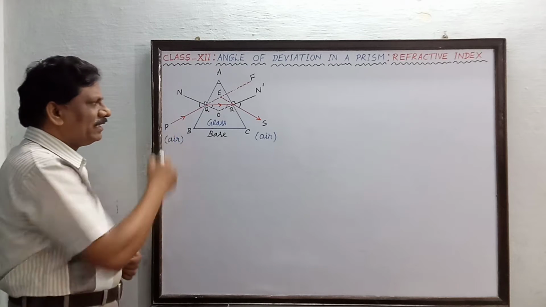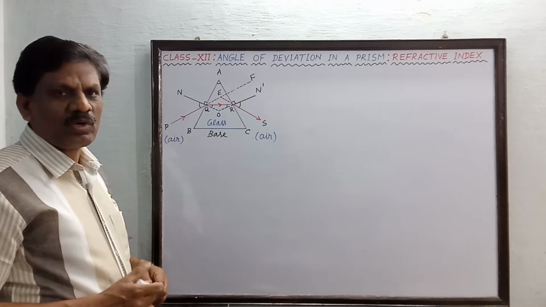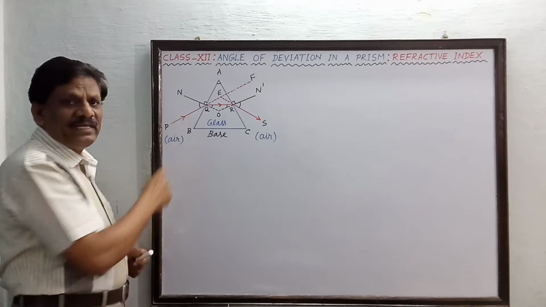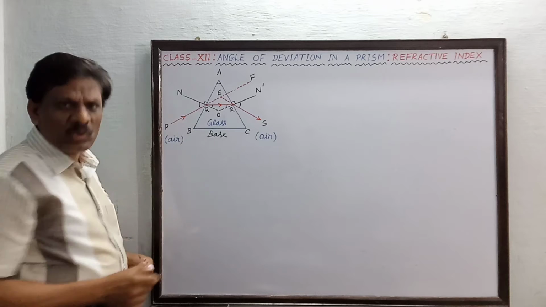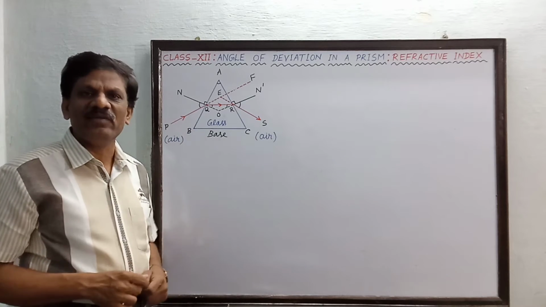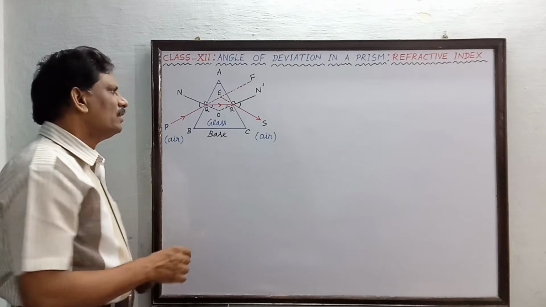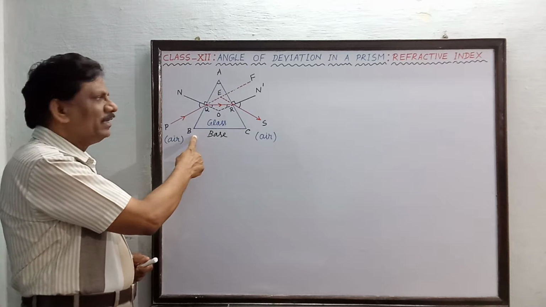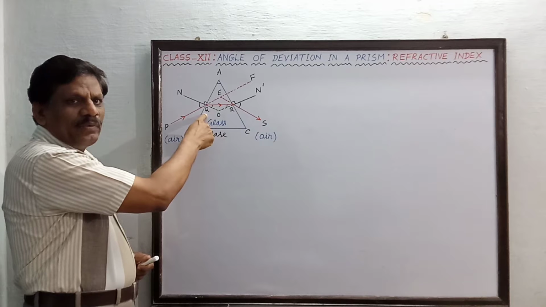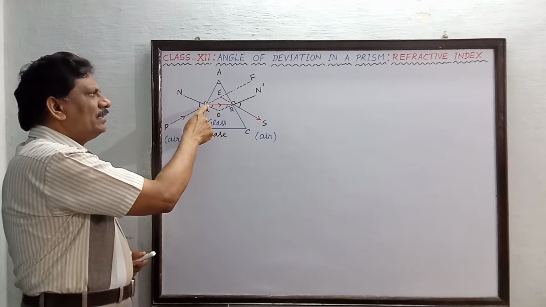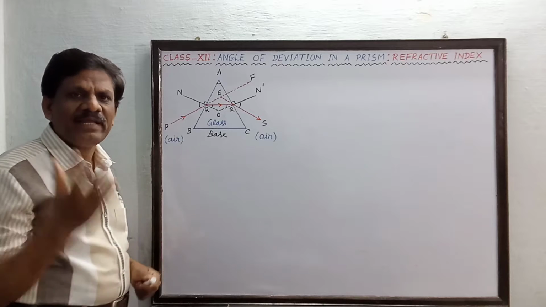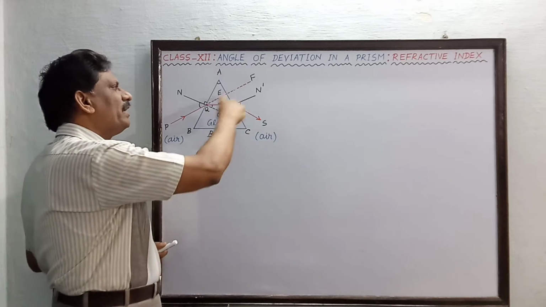Now I have considered a ray of monochromatic light. You can see PQ is the incident ray. It is monochromatic, that means it has a single wavelength and color. So when it is incident on the glass prism on the face AB at the point Q, it is deviating from its original path. It is unable to travel along the same straight line.